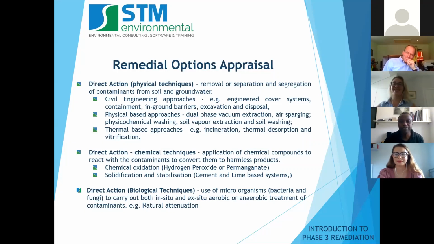Physical approaches to deal with things like dual phase extraction, to deal with contaminants in groundwater. Dual phase extraction involves essentially pumping groundwater out of the ground, treating it and disposing of it into a sewer. Air sparging, soil vapor extraction, and soil washing, basically essentially cleaning the soil. So digging it out, cleaning it, and putting it back.